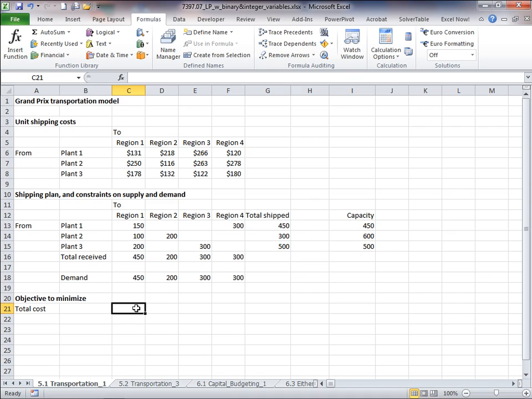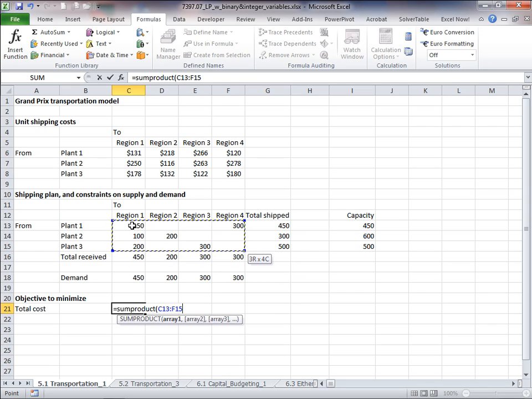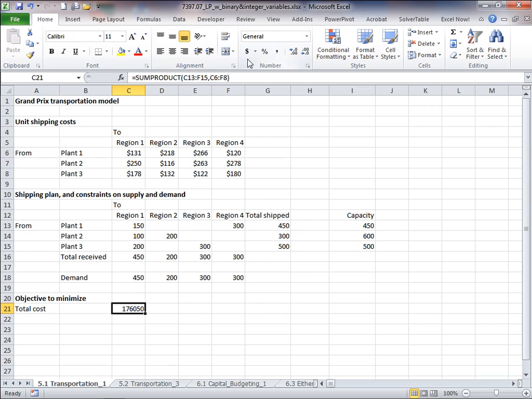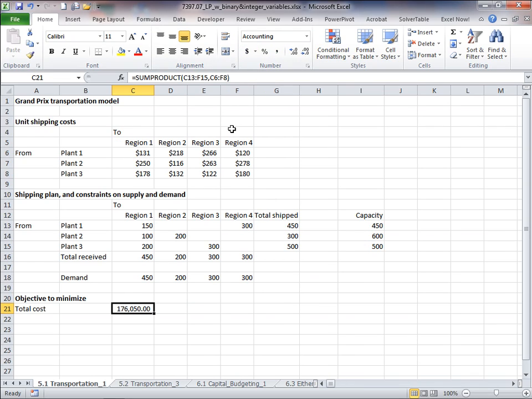And I did it without using Solver. Right? So let's see what the cost of this solution is. The cost is going to have to be equal to, what formula am I going to use, do you think? SUMPRODUCT, right. I'm going to use the SUMPRODUCT of the units shipped and the costs. And the answer that I get is $176,050. Okay?